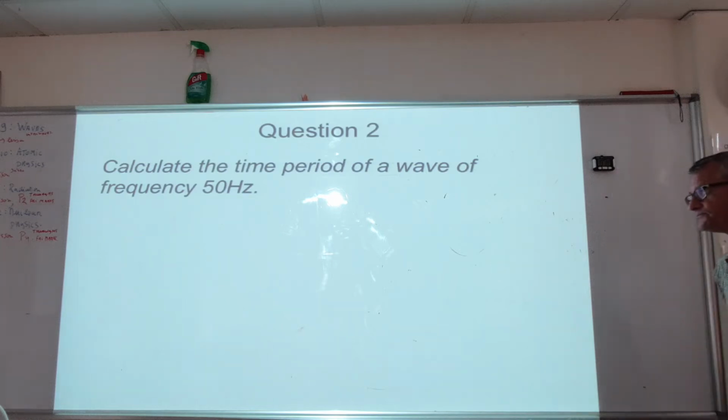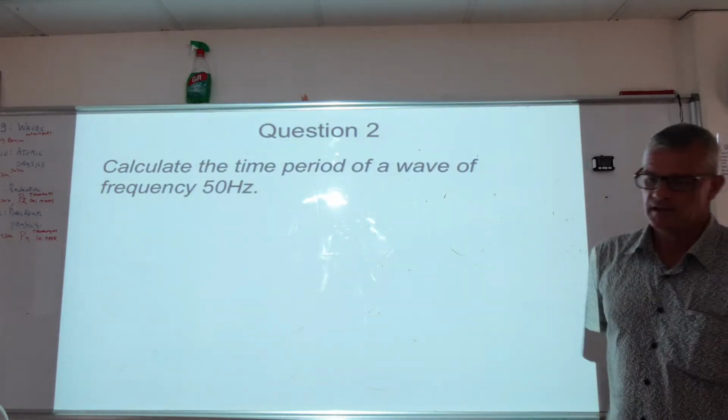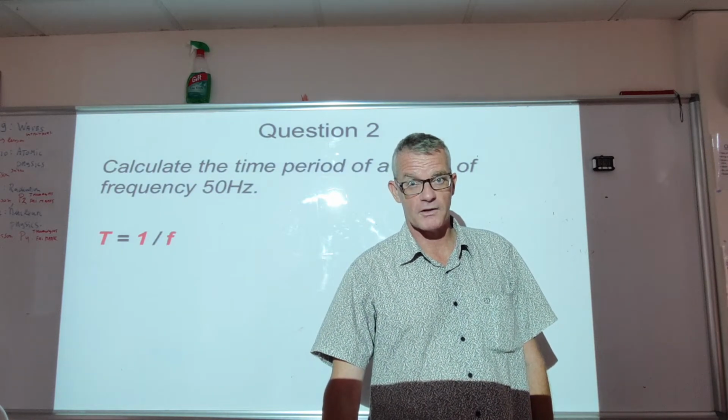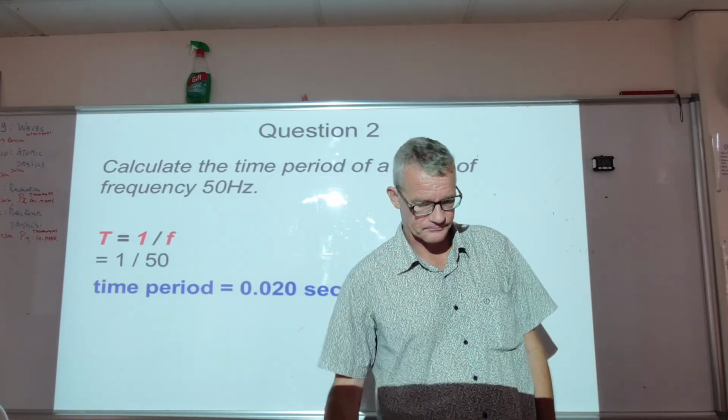Next question. Pause the video. Calculate the time period of a wave of frequency 50 hertz. Pause it. The answer: T is 1 over F, is 1 over 50, is 0.02 seconds. Okay? Alright.